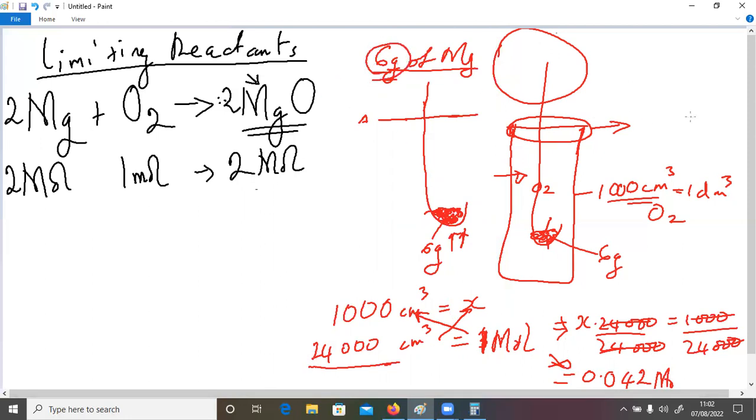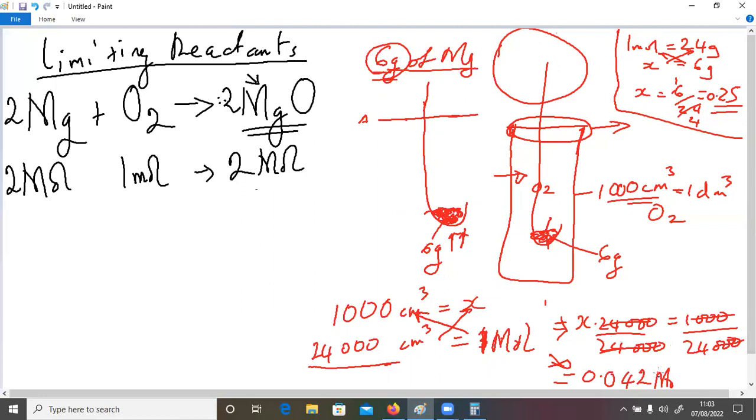If I have 6 grams of magnesium, how many moles of magnesium are those? I can do the same. 1 mole of magnesium is equal to 24 grams. What about 6 grams? Once you do your cross multiplication and divide, you find x is equal to 6 over 24, which is 0.25. So this 0.25 moles is way bigger than the oxygen, so my limiting reactant is oxygen.